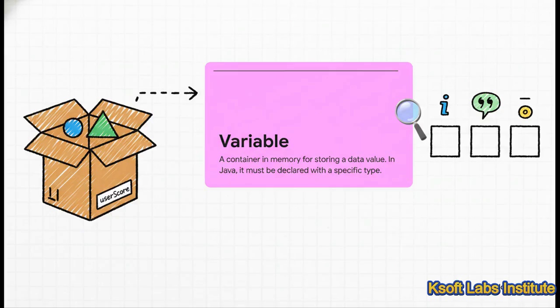You can create a box, stick a label on it that says user score, and then you can put a number inside. Now here's the crucial rule in Java. You have to say what kind of information the box is designed to hold from the very beginning. This is a concept known as static typing, and it's a huge help because it stops you from, say, trying to stuff a word into a box that was designed for numbers. It helps us avoid a ton of common errors.